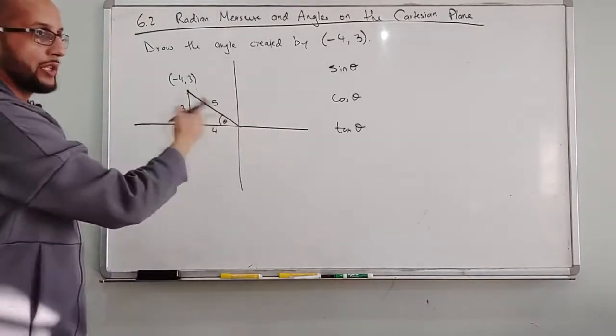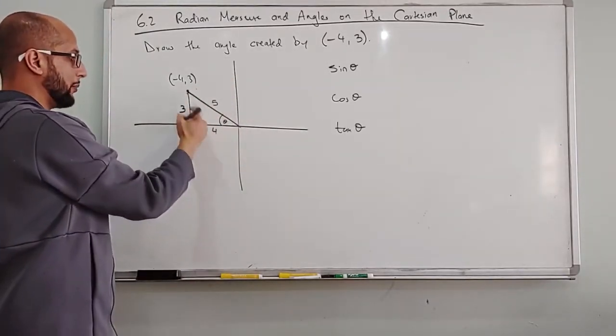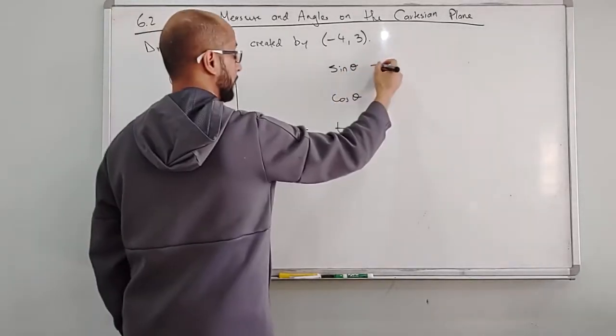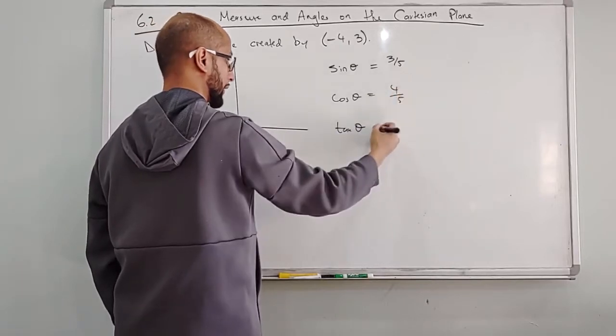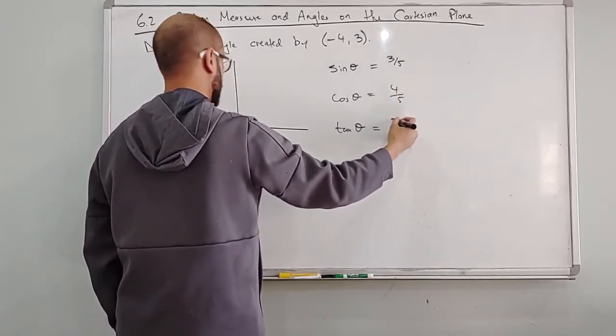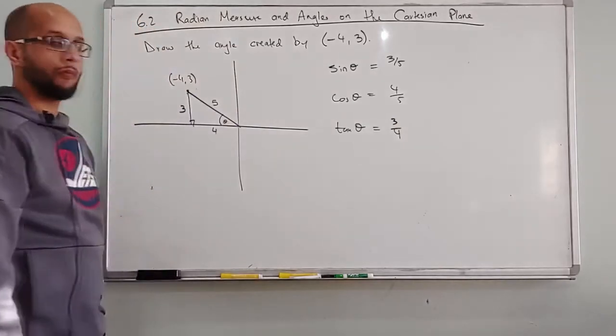Sine theta is opposite over hypotenuse. So the opposite is 3 and the hypotenuse is 5. So sine theta would be 3 over 5. Cos theta is 4 over 5. And tan theta would be 3 over 4.